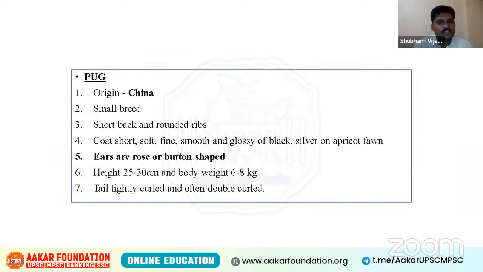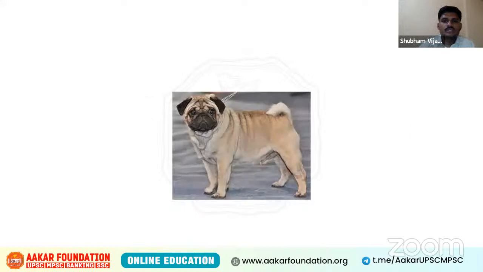Now the next one is the pug. Pug, commonly called Chota Kutta. Origin is China. It is a small breed, short back and rounded ribs. Coat is short, soft, fine, smooth, and very attractive. Ears of this dog are rose or button shaped. Height is 25 to 30 centimeter, and they are not very heavy or muscular, so their body weight ranges from 6 to 8 kg only. Tail is tightly curved or sometimes even double curved. So this is the pug breed of dog.